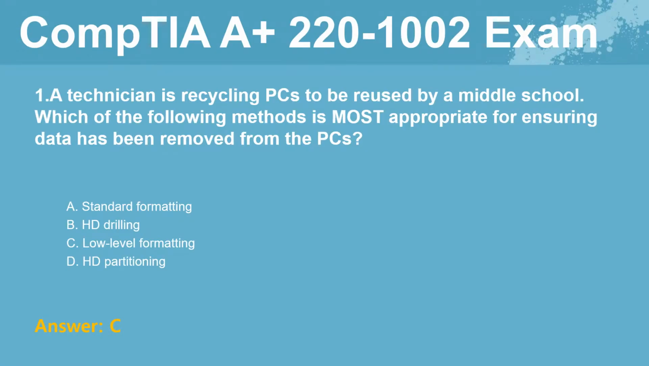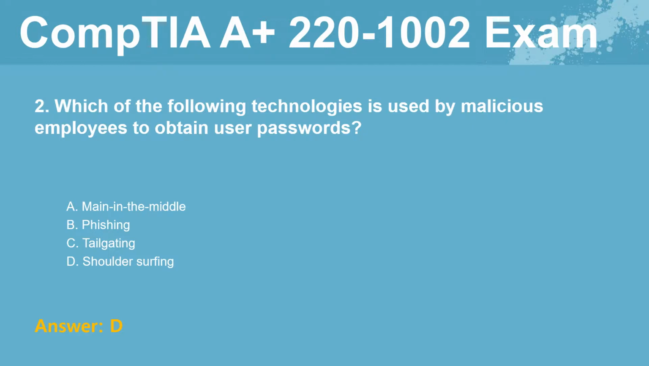1. A technician is recycling PCs to be reused by a middle school. Which of the following methods is most appropriate for ensuring data has been removed from the PCs? A. Standard formatting. B. HD drilling. C. Low-level formatting. D. HD partitioning. Answer, C.